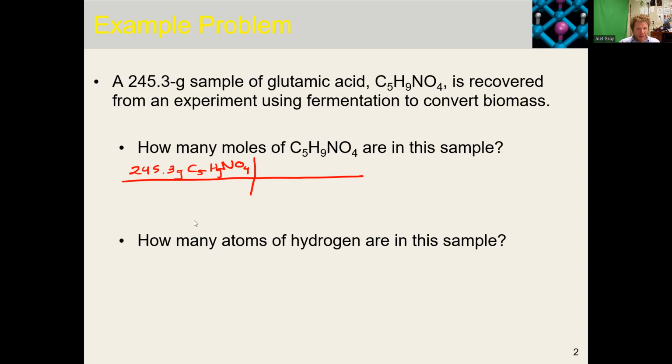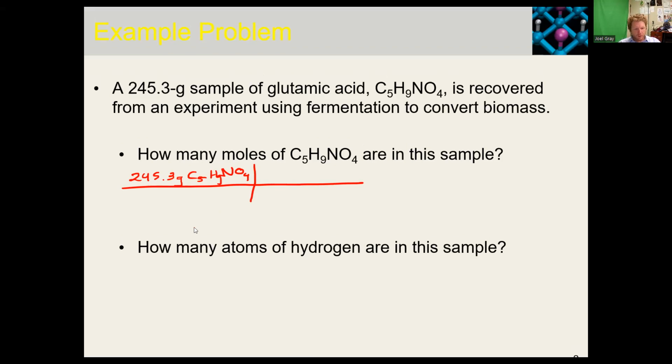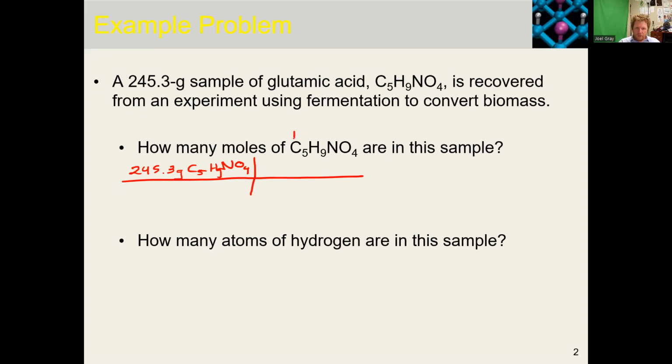Now we've got to figure out the molar mass of this substance. Carbon is still 12. Hydrogen is still 1. Nitrogen has a molar mass of 14, and oxygen is 16. So now we need to say 5 times 12 plus 9 times 1 plus 1 times 14, or just plus 14, plus 16 times 4.